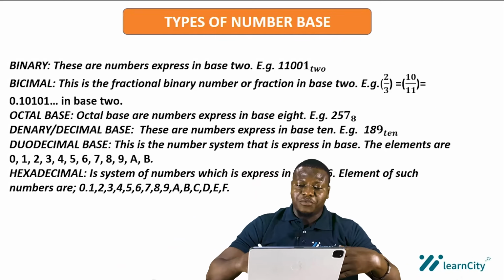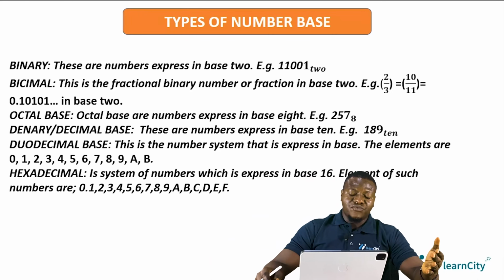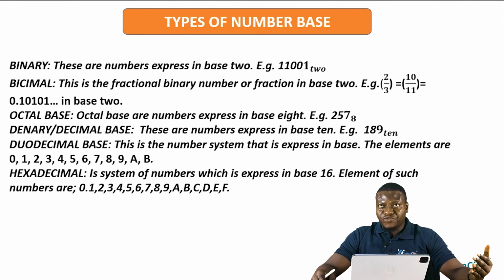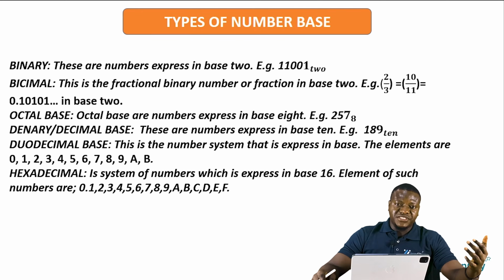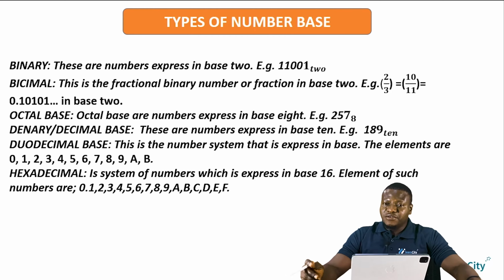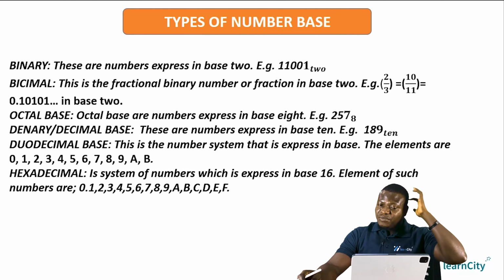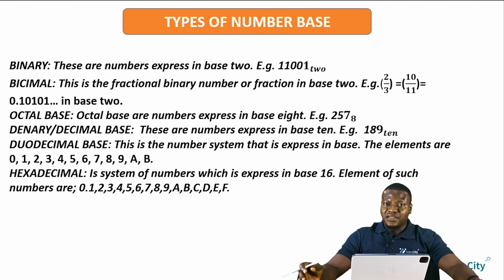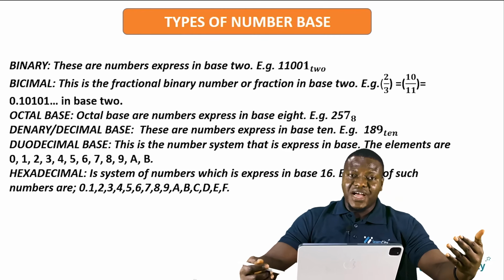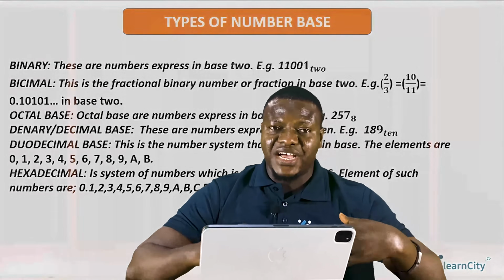There are different types of number base that we can have. We can have numbers in base 2, base 3, base 4, base 5, and so on. For numbers in base 2, we call them binary numbers. These are the numbers that are being used by the computer, that is our computer system and some electronic systems. The number system they understand is binary number.